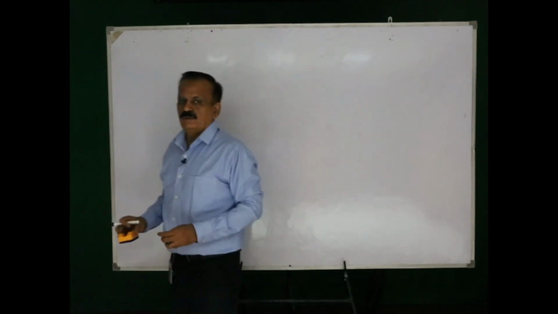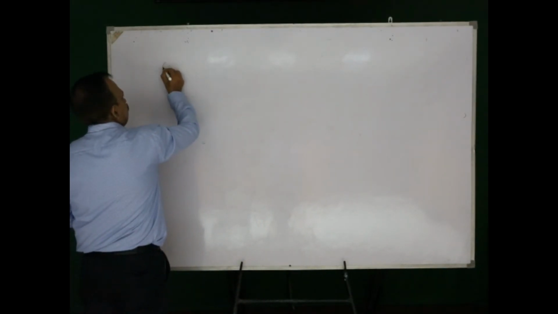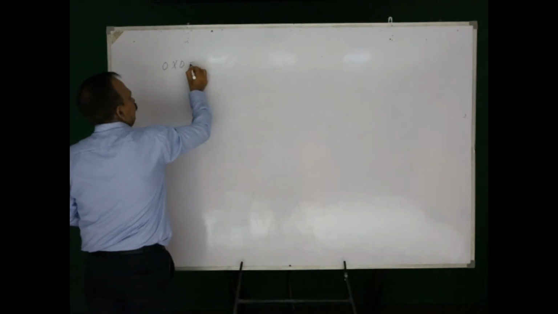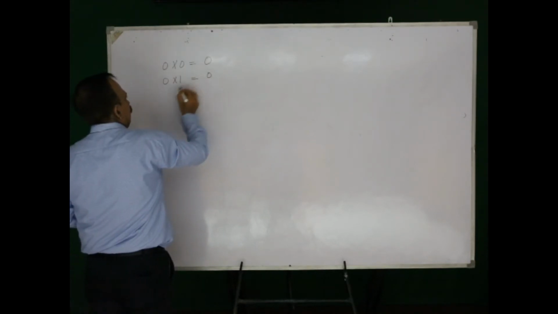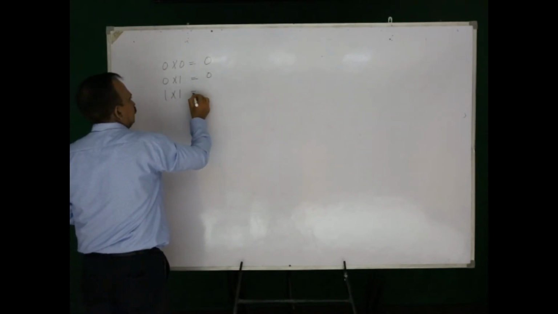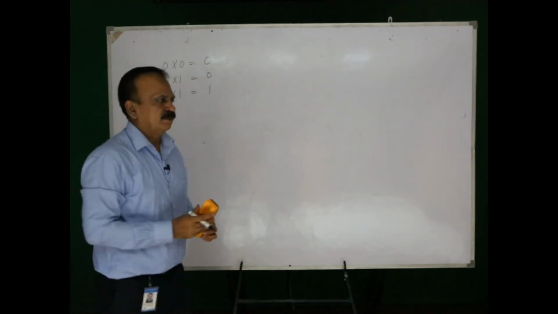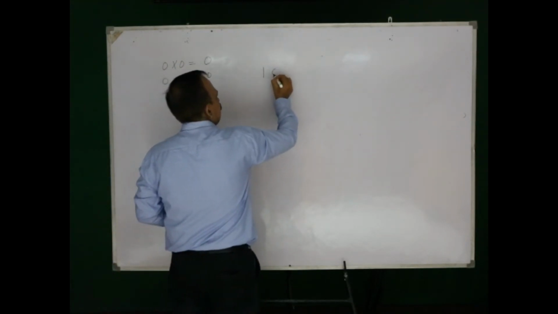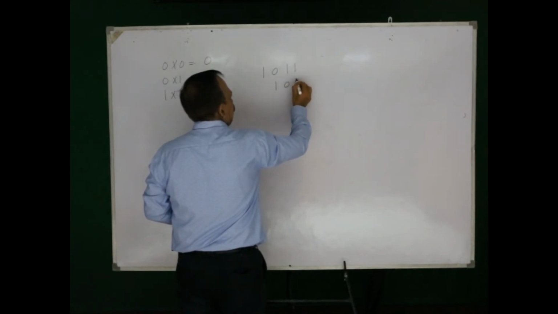Let us move now to the multiplication of binary numbers. The multiplication is 0 into 0, it will be 0. 0 into 1, it will be 0. 1 into 1, positively it will be 1. The remaining part is the addition part. For example, 1011 multiplied by 101.